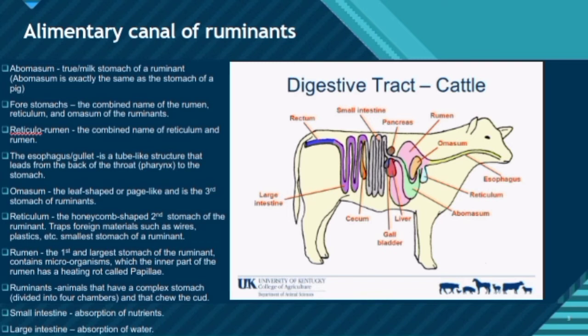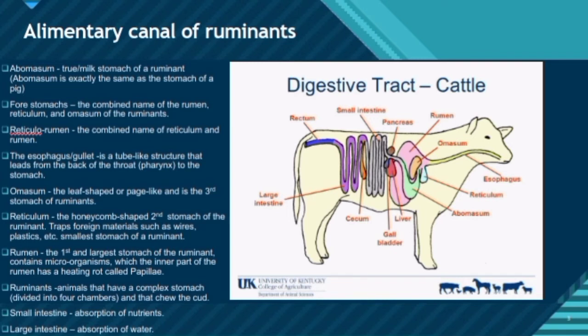The reason the abomasum looks exactly the same as that of a pig is because it is the true stomach, and the pig has only one stomach, so we can't call the pig stomach abomasum. But what we are trying to illustrate here is that they're the same.